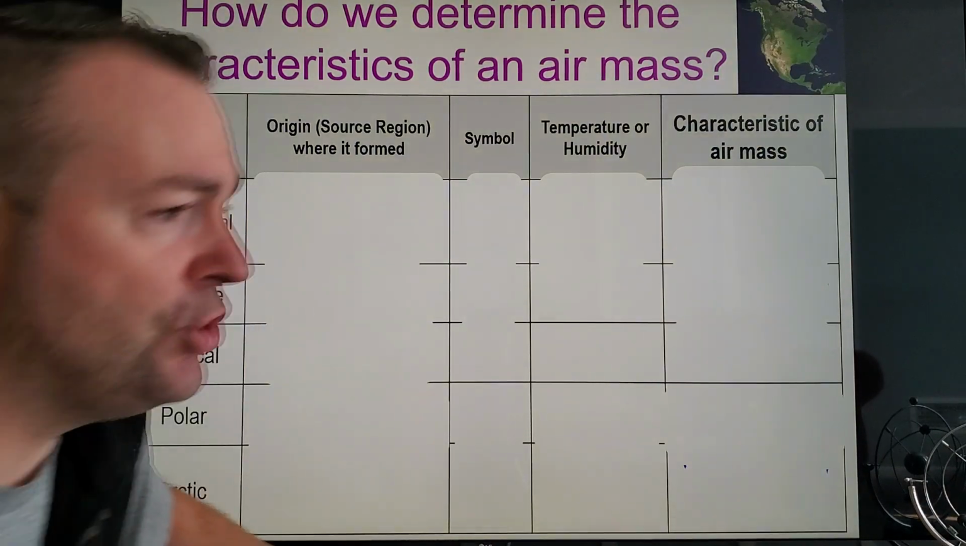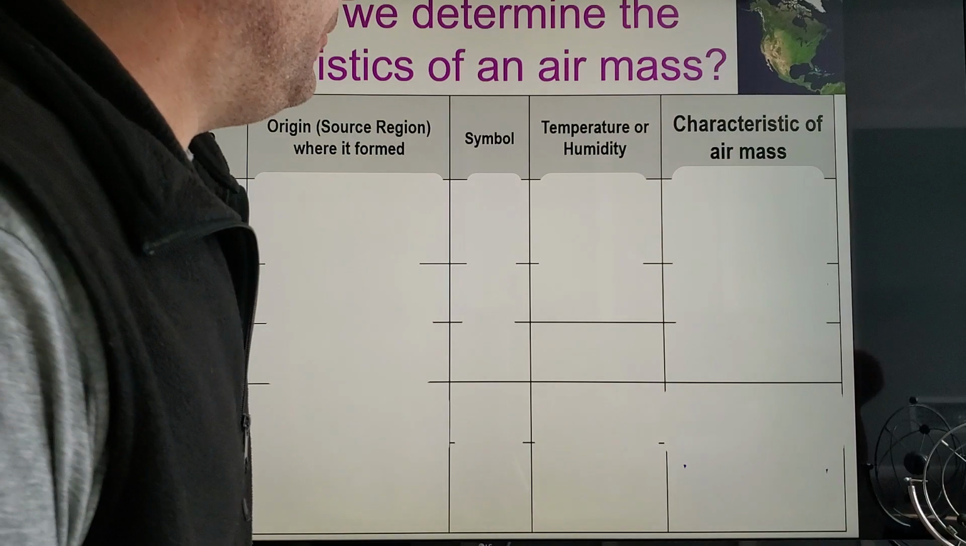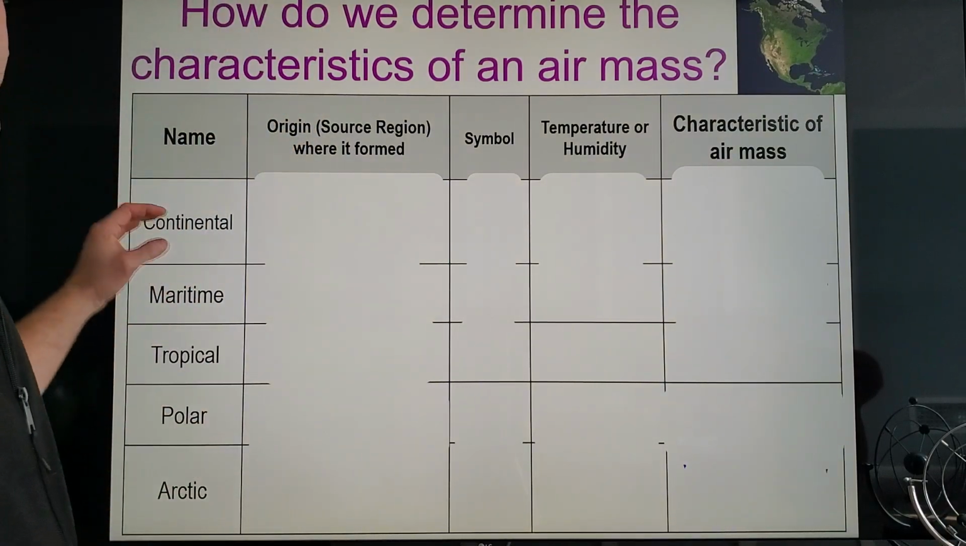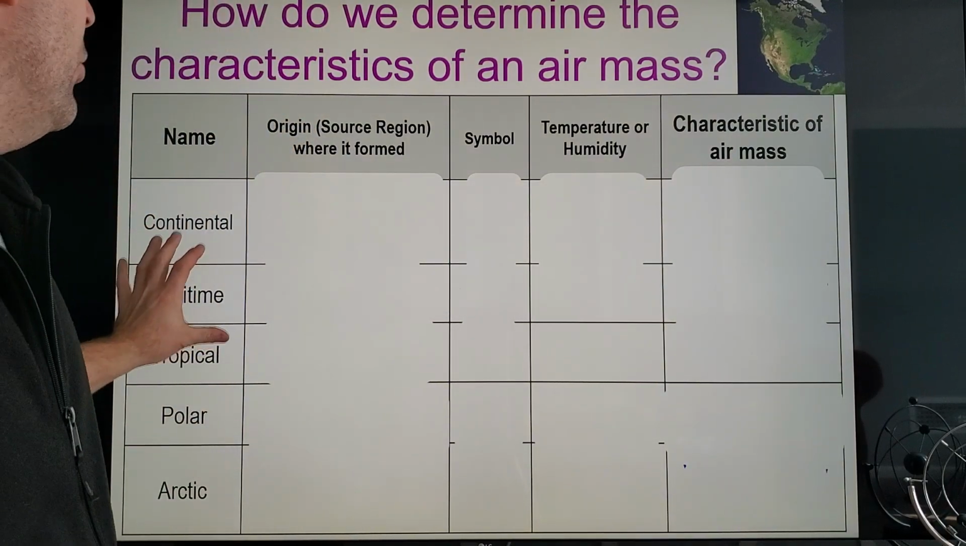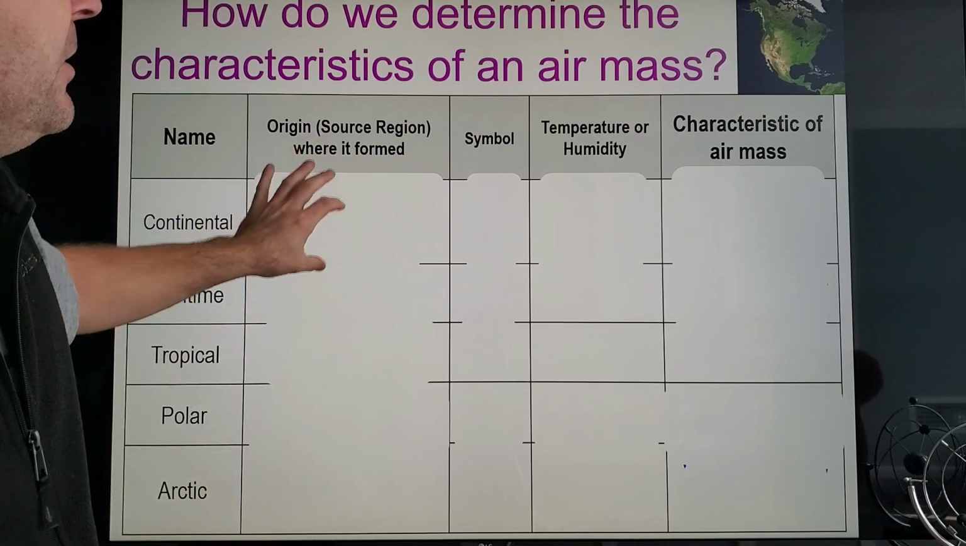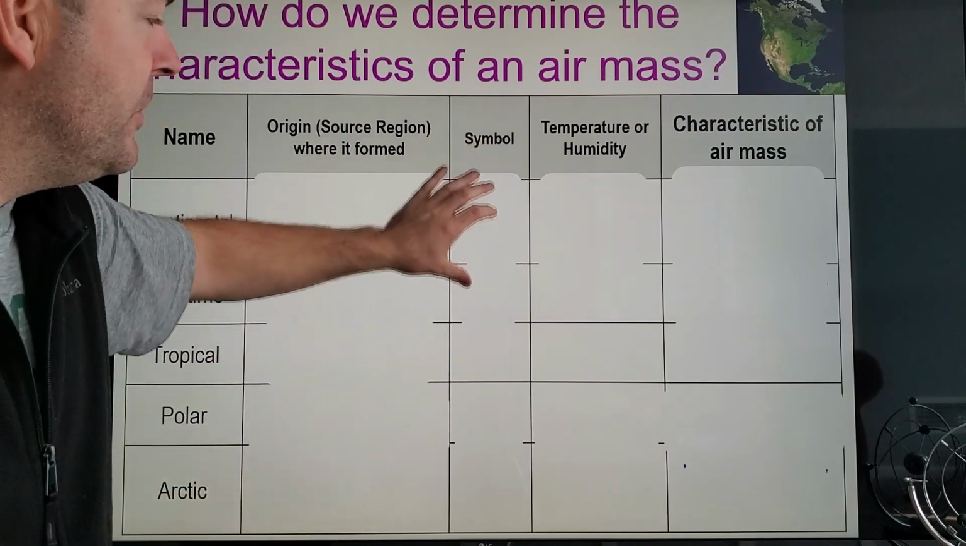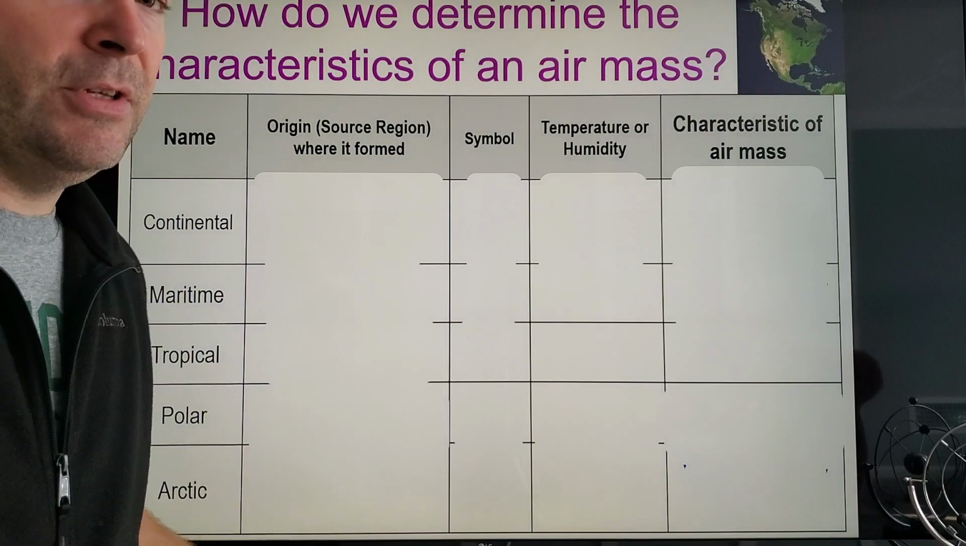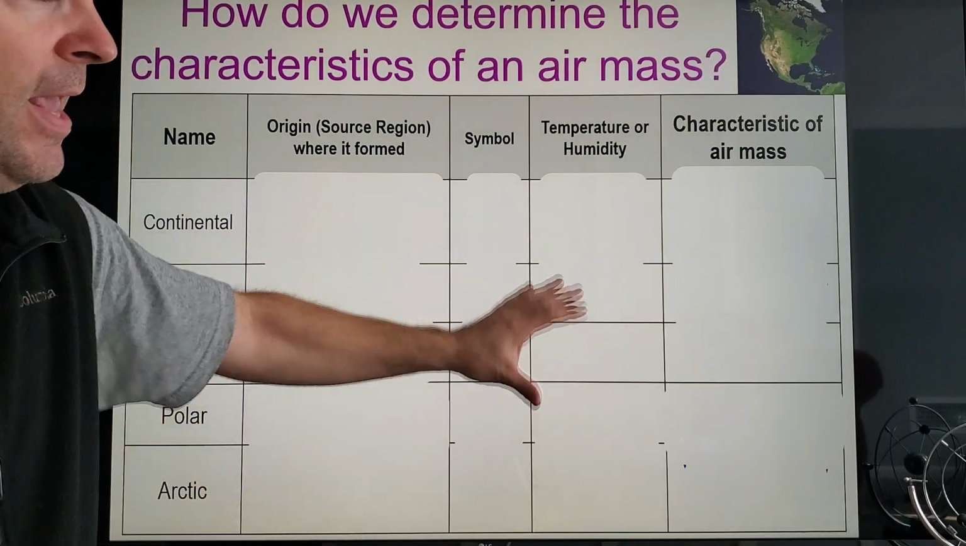All right. Here's a chart. I want you to try to fill in on your own here. All right, continental, maritime, tropical, polar. It goes through, of course, the name of the air masses. Let's see if you can figure out their source regions, the symbol they use, temperature, and characteristics. All right, so hit pause, take a minute, fill in what you can.